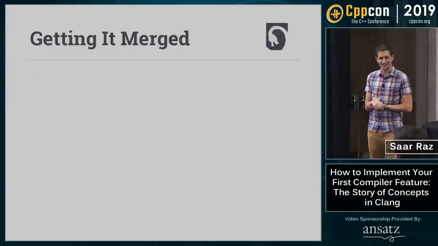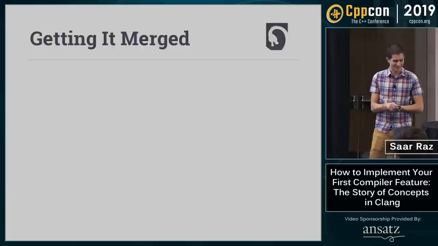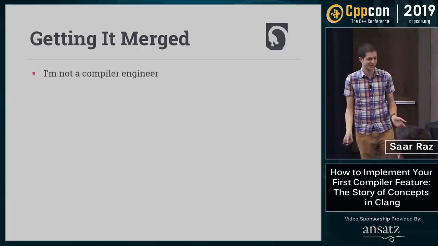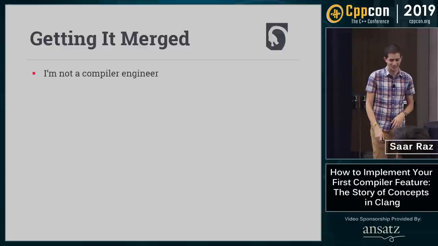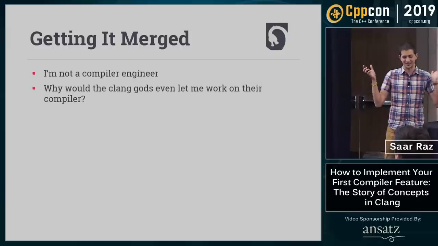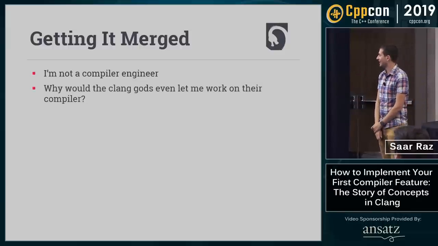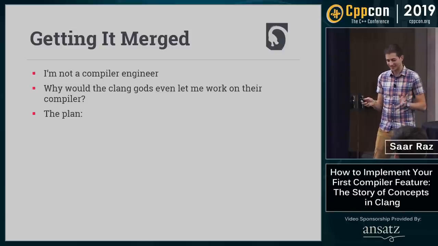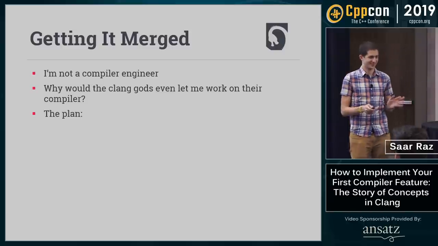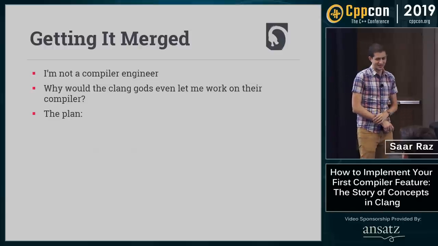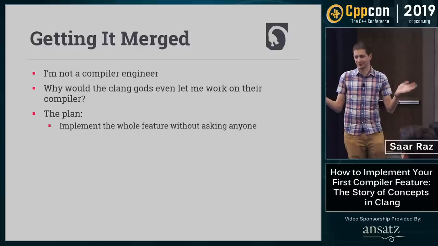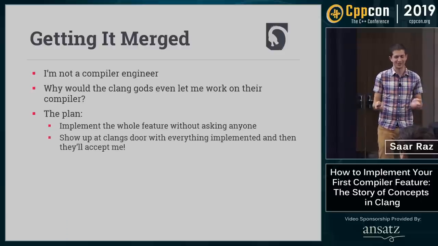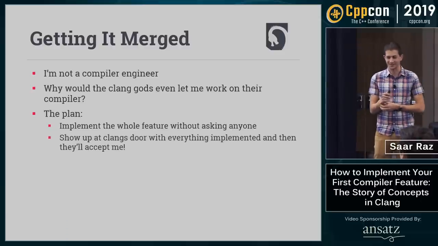So this was a point where I had the realization that I'm not a compiler engineer, okay? I've never done anything related to compilers. Why would the Clang gods even let me work on their compiler? So I had this plan to overcome all this. I would just implement the whole feature without asking anyone. This is step one. Step two, show up at Clang's door with everything implemented, and they just accept me and merge it.